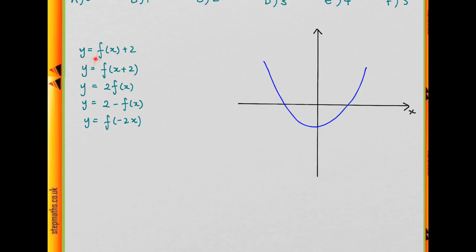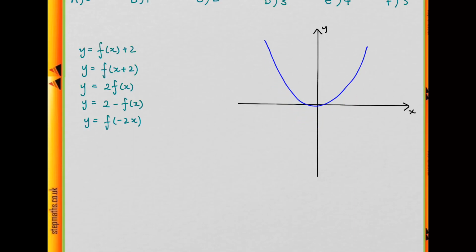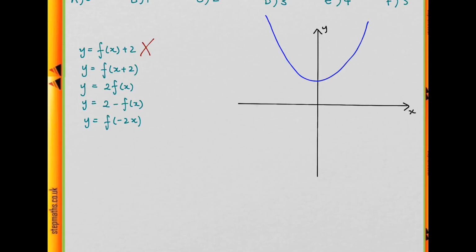Okay, so for this first one, f(x) plus 2, well, that's just this curve but moved up two places. So if we move this up, depending on how the scaling is on the y-axis, we could easily move this up two places so that it was all above the x-axis, and then it wouldn't cross anywhere. So this first one doesn't necessarily have to cross the x-axis.